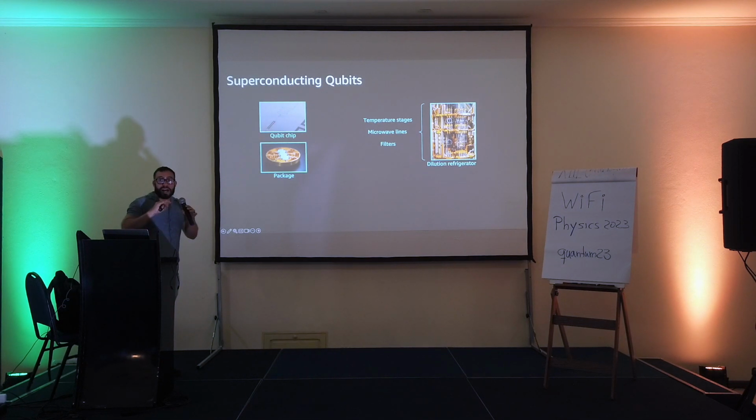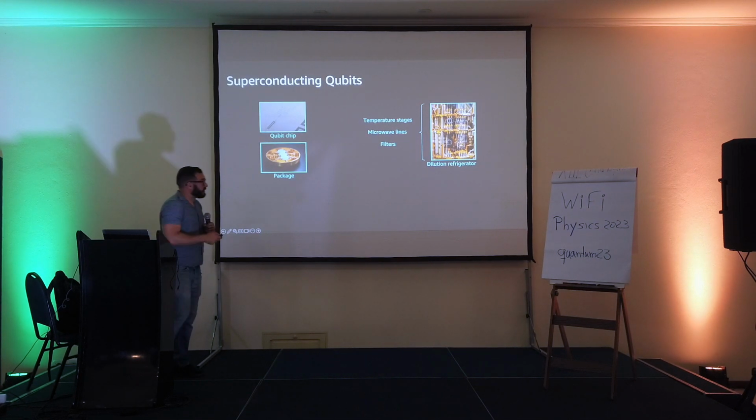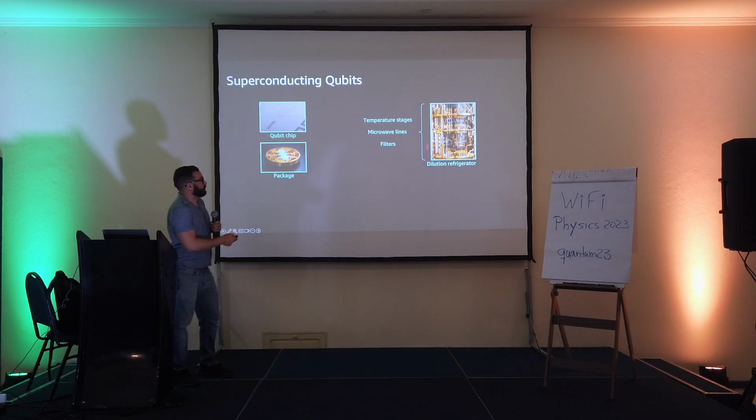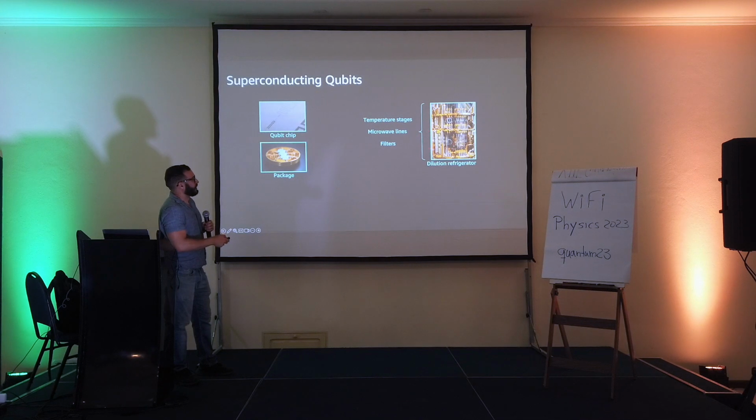Then you need to isolate this as much as you can from external noise. So you have to build a package around this. How to build the right package is very crucial, and I don't understand anything about it, but we have people that do it very well. Then there is the cryogenics. And for the cryogenics, we use this fridge that, probably you've seen a picture, because they look nice, so usually people like to show them.